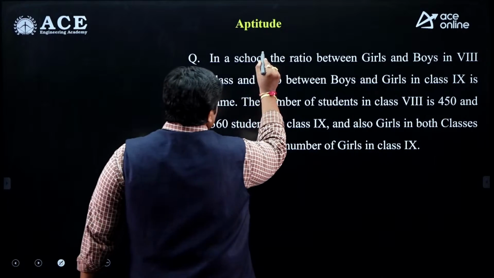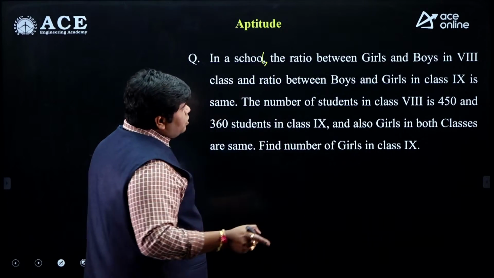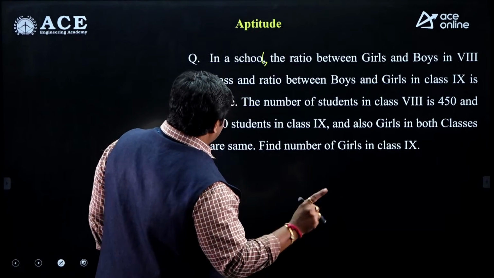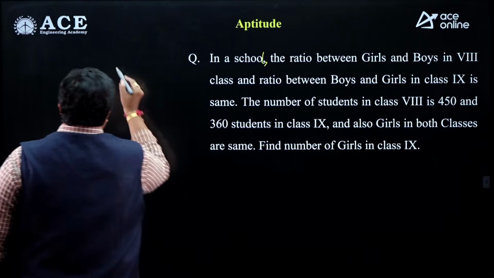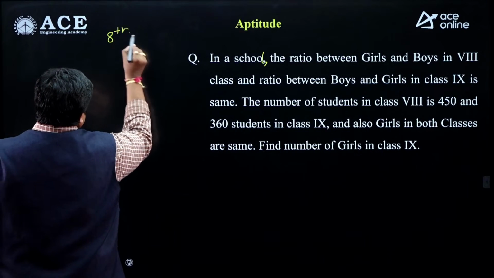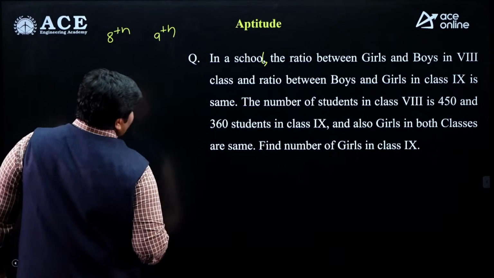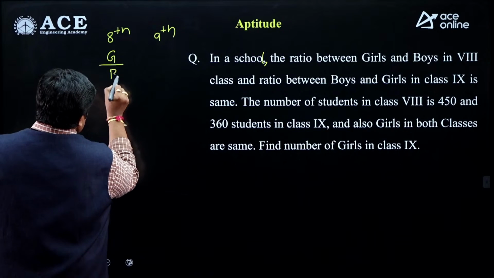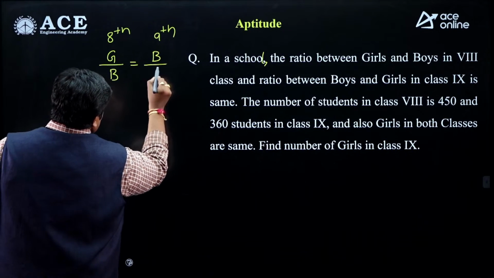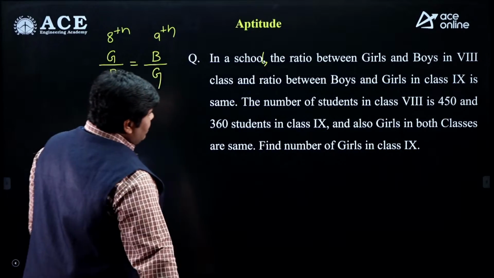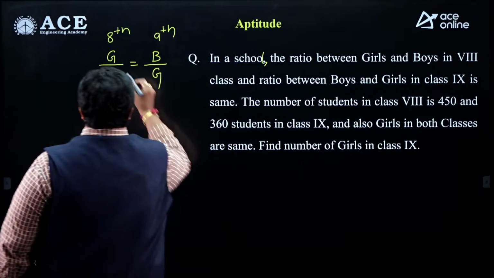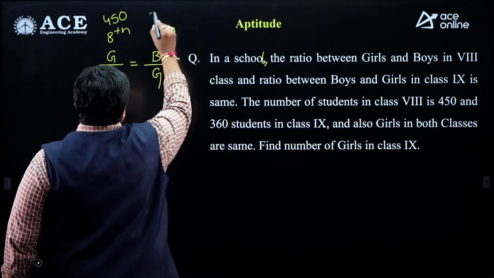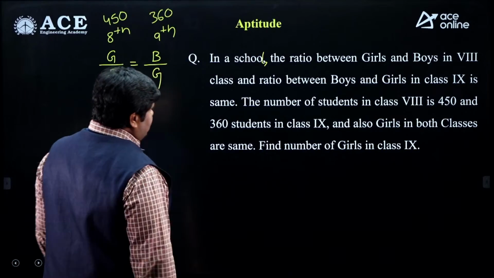In a school, the ratio between girls and boys in the 8th class and the ratio between boys and girls in the 9th class is the same. In 8th standard and 9th standard, the ratio of girls to boys is equal to the ratio of boys to girls. The number of students in class 8 is 450, the 8th class students total 450. The 9th class students 360.